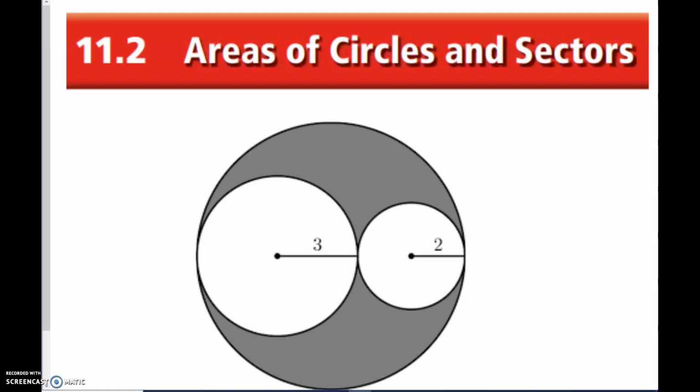Hello and welcome to 11-2 in the Big Ideas books. We are doing areas of circles and sectors.